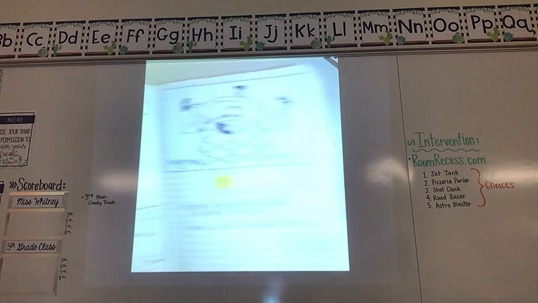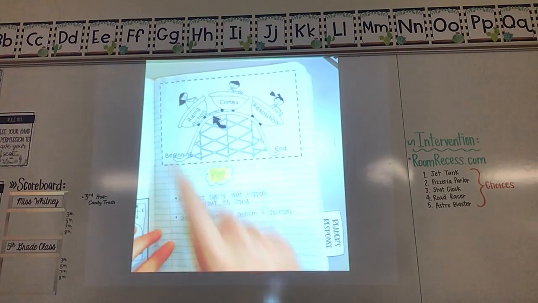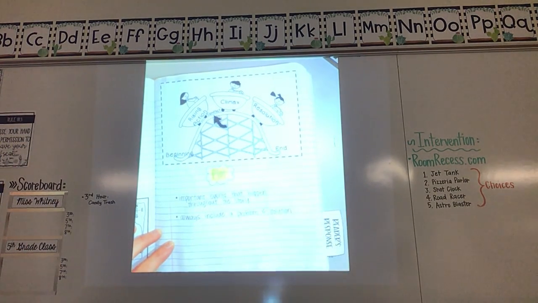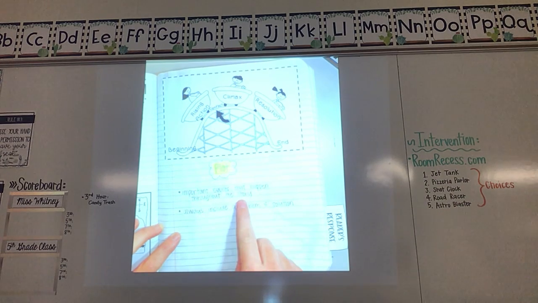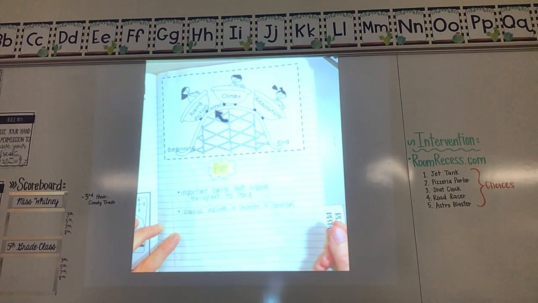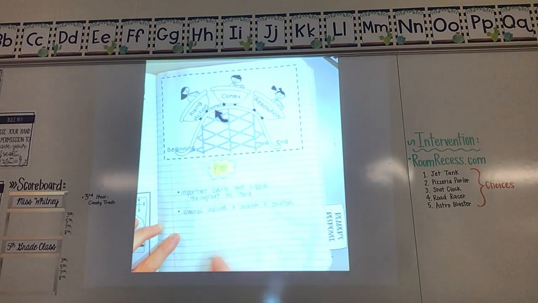And then the third thing is plot. And remember, plot has a lot of things that go along with it. But the important things to remember about plot is it's all of the important events that happen throughout the story. So when I ask you to retell a story, you just want to retell me the important parts. You don't want to list all of the little small details because then you would just retell the entire story. You just want to tell me the main important things that happened. And plot always includes the problem and the solution. Every story has a problem and a solution, so you have to be sure to tell me those things as well. So those are the 3 things we worked on last week, just remembering what each of those things are.